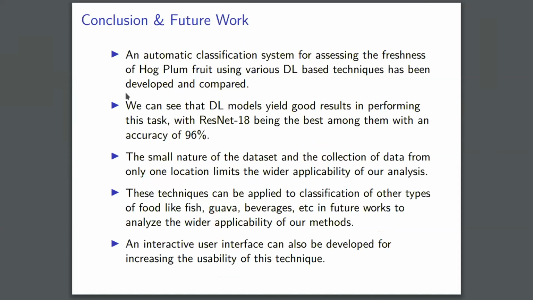So coming to the conclusion, we have developed a system that can classify the freshness of Hawkplum fruit, and we see that ResNet 18 is the best with an accuracy of 96%. The small size and collection of samples from one place limits our analysis. So we could take samples from multiple places and analyze. This would make the analysis more robust.